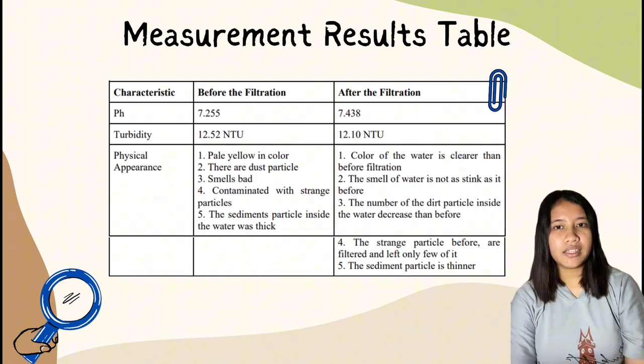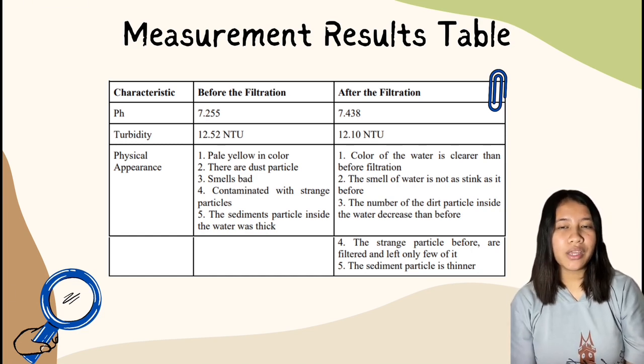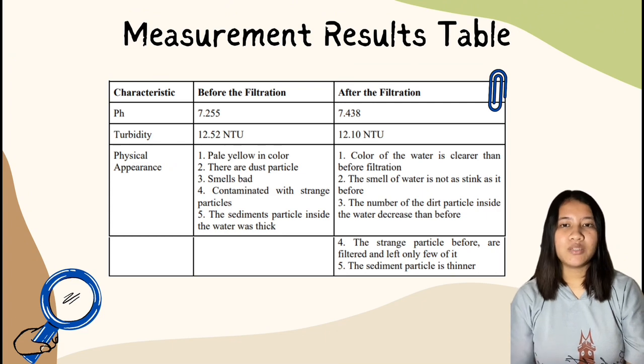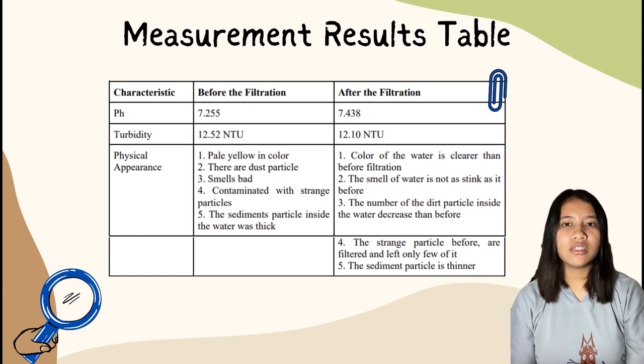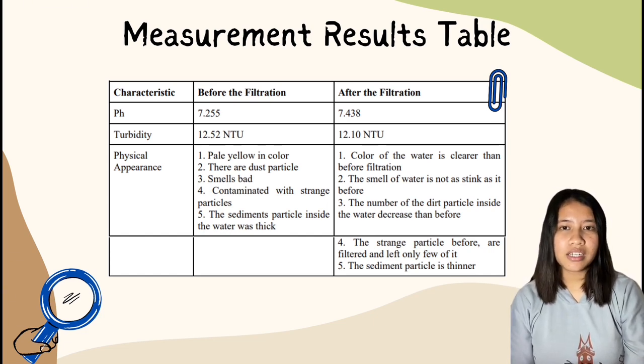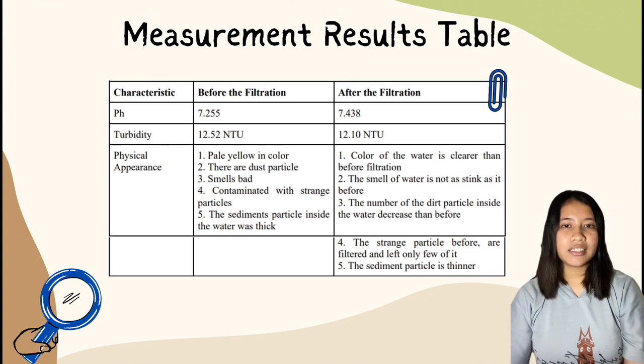Third, physical appearance before filtration. First, pale yellow in color. Second, there are dust particles. Third, it smells bad. Fourth, it is contaminated with strange particles. Fifth, the sediment particles inside the water were thick. And after filtration: first, the color of the water is cleaner than before filtration. Second, the smell of the water is not as stinky as before. Third, the number of dirt particles inside the water decreased. Fourth, the strange particles before were filtered and only a few are left. Fifth, the sediment particles are thinner.